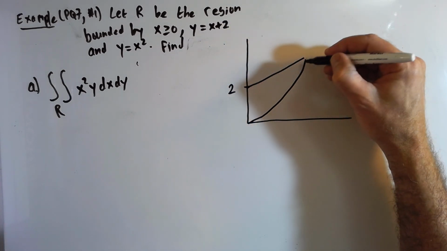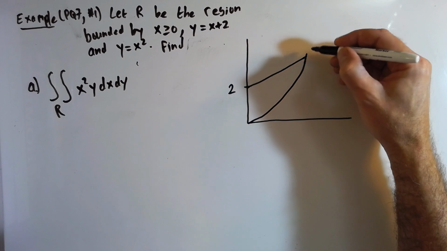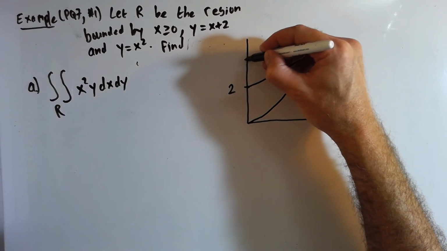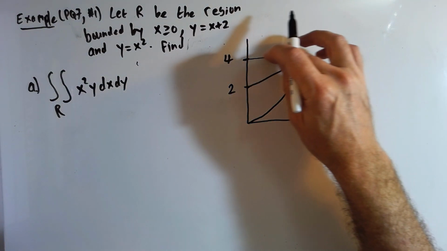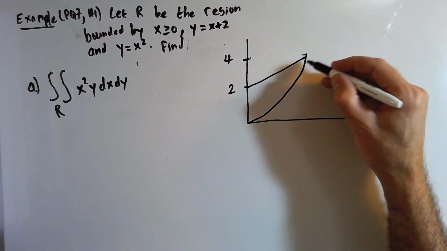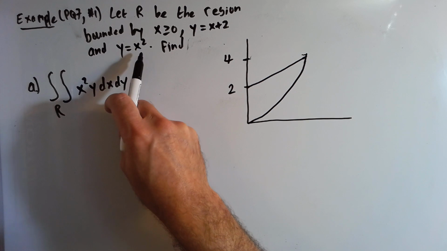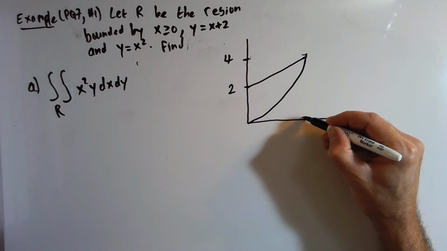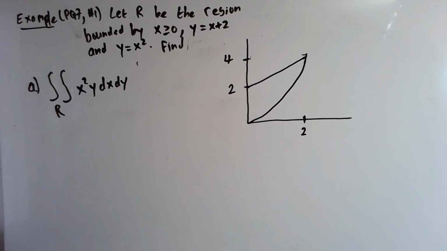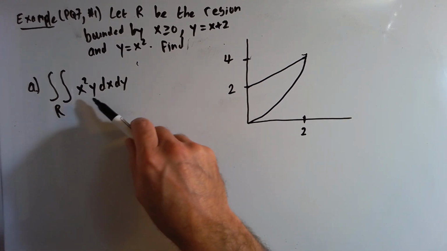You can check that this point over here should be 4. And the point below, so if you check when x is 2, that's 4, and that's also 4. So that's where they intersect, these two things. That'd be 2 down here. So we have to find the volume of the surface over this region.